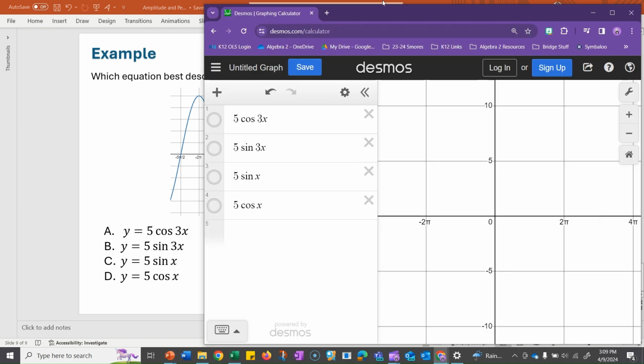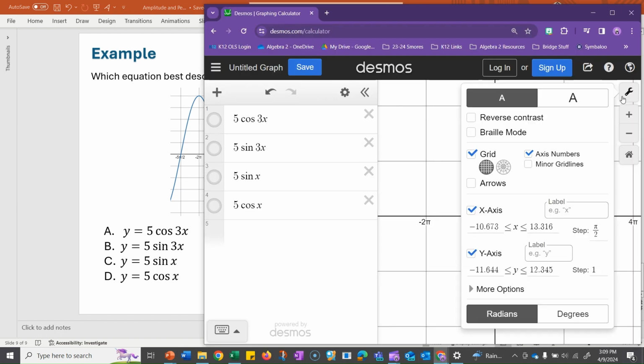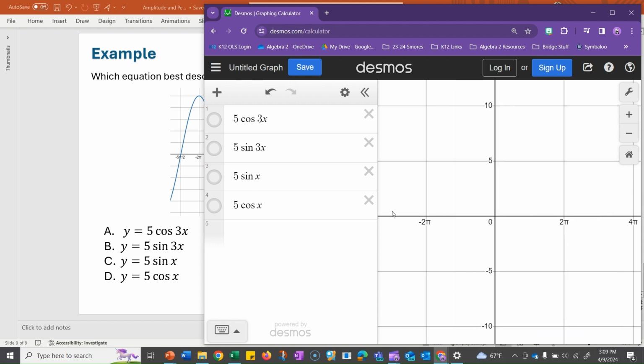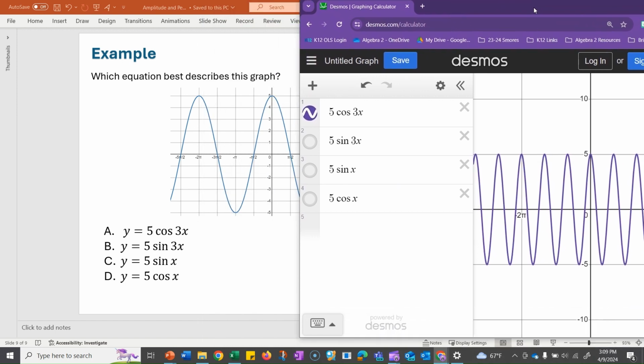up Desmos. And we want to go ahead and make sure our settings are correct, right? So you want to make sure and do x by pi over 2, and you want to make sure that y is set to 1, and you're also in radians mode. So I've already typed in these equations for a, b, c, and d. And so when I show you these graphs, okay, let's see if they match.